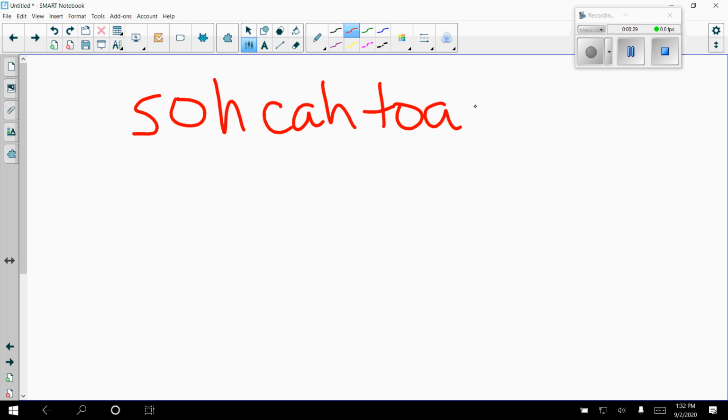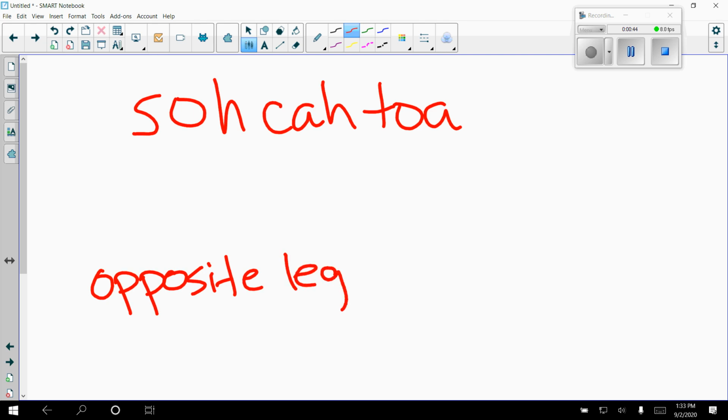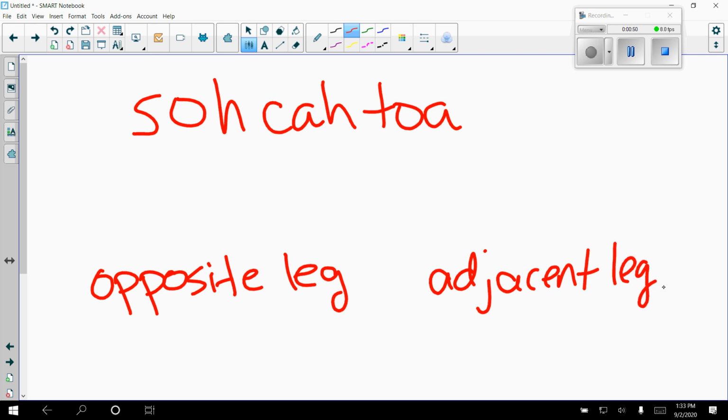If you watch the video on labeling, we know that in right triangles, we have three parts of a triangle. A little bit different than Pythagorean theorem, but we have the opposite leg, we have the adjacent leg, and we have the hypotenuse. The hypotenuse is just like it was with Pythagorean theorem. So those are our three parts.